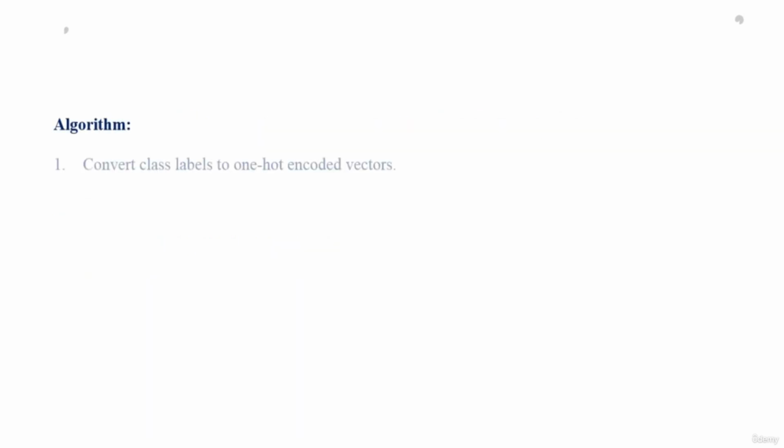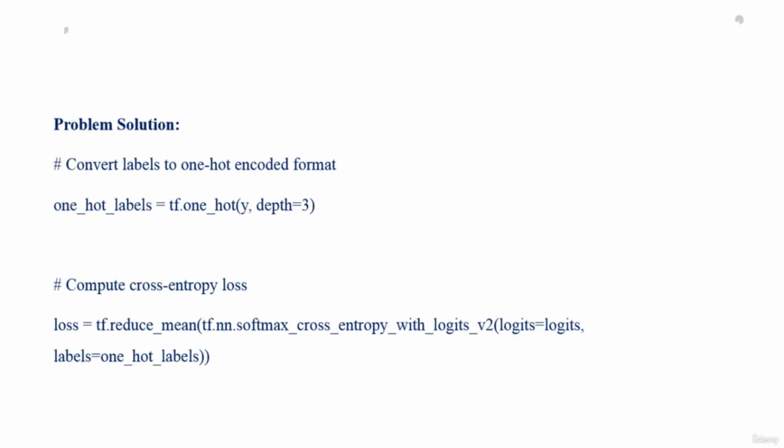Algorithm. Convert class labels to one-hot encoded vectors. Calculate the cross-entropy loss using TensorFlow. How code is working: the code calculates the cross-entropy loss using TensorFlow's built-in function tf.nn.softmax_cross_entropy_with_logits_v2. It compares the predicted probabilities to the one-hot encoded true labels.